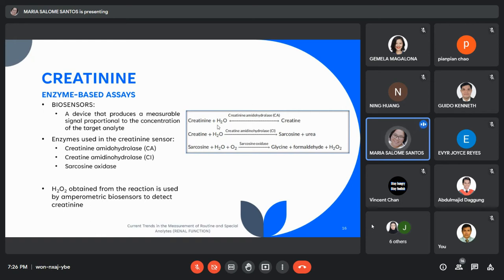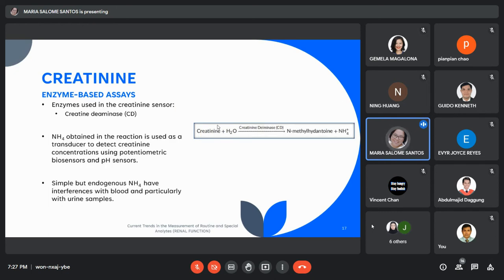This involves the three-stage conversion of creatinine to creatine by the enzyme creatininase, creatine to sarcosine catalyzed by the enzyme creatine amidinohydrolase, and lastly sarcosine to glycine by the action of sarcosine oxidase. Then the hydrogen peroxide obtained from the reaction is used by amperometric biosensors to detect creatinine.